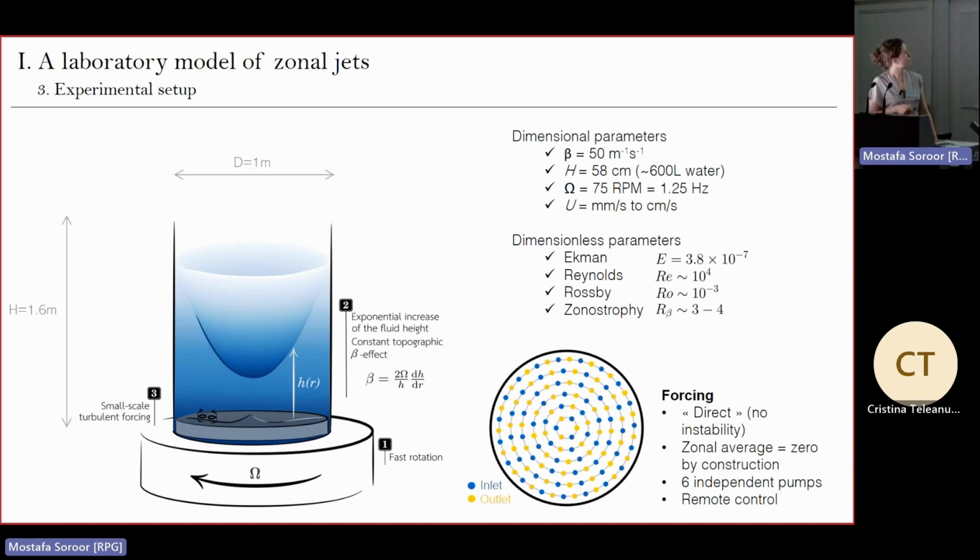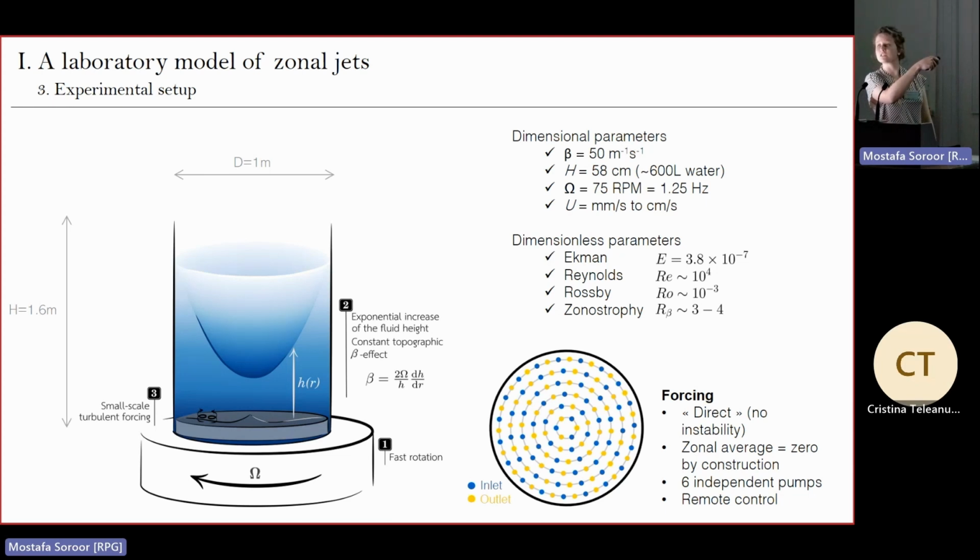So this experimental setup was a cylindrical tank, as I said. It was 1 meter in diameter, 1.6 meters high. It was filled with about 600 liters of water and rotating at 75 rotations per minute, so more than a rotation per second. Because this is a fast rotation, because of the centrifugal effect, the fluid free surface becomes paraboloidal, just like when you stir your cup of coffee, okay, the fluid free surface becomes paraboloidal due to this centrifugal force.